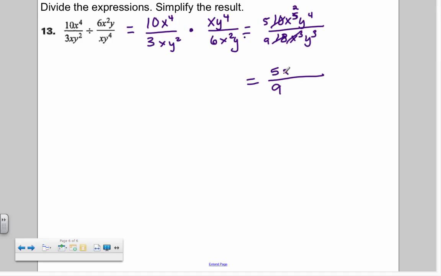So on the top, I'm left with x squared. And then for my y's, I have 4 y's multiplied together on the top, or y to the fourth, and y to the third on the bottom. That means a common factor of y to the third, so I'm going to cancel out 3 y's on the top and the bottom. That leaves me with just 1 y on the top. So my simplified answer is 5x squared y over 9.